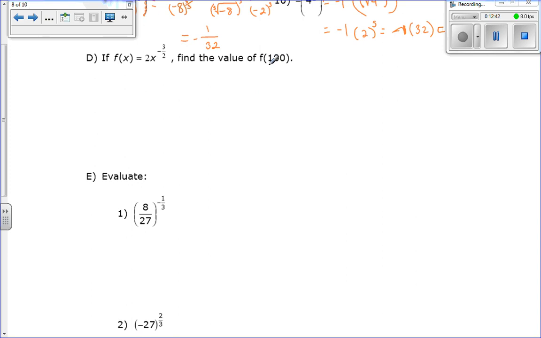And in place of x, I'm going to put 100. So I will have 2 times 100 being -3/2. First thing I need to do is get rid of my -3/2 power. So it's 2 times 1 over 100 to the 3/2 power.